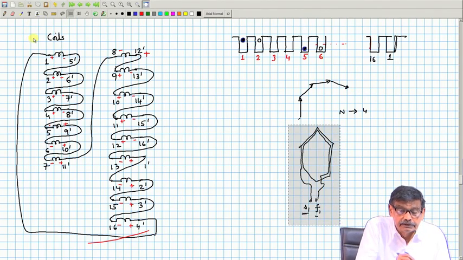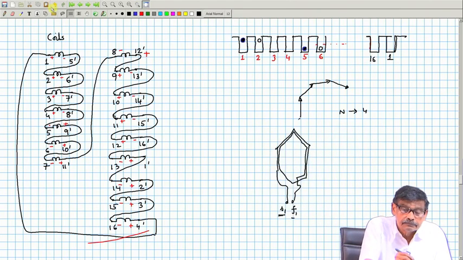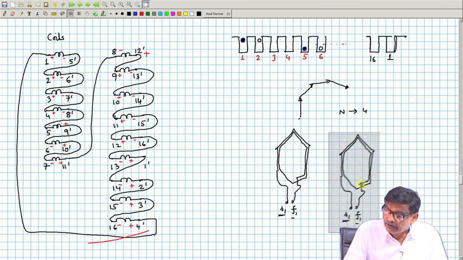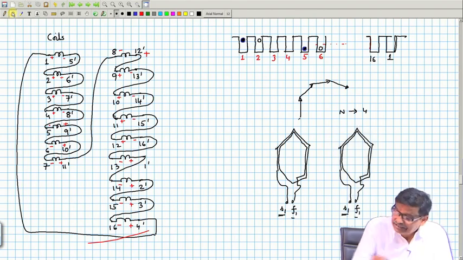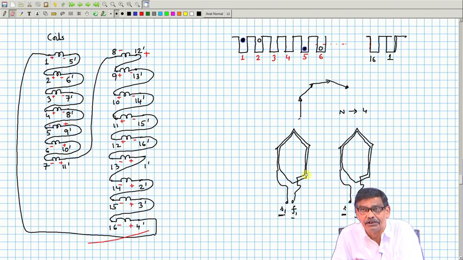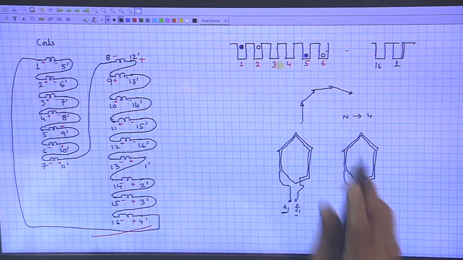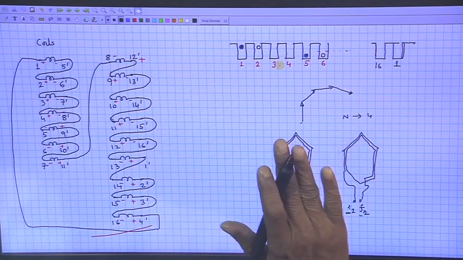This coil is identical. Only thing is its number is to be changed like this. This is the second coil, starting from slot number 2. I am showing it because it is displaced. It will be marked as S2 and F2, start and finish, and this is in slot number 1, this is in slot number 2. Of course, slot number 1 and slot number 2 will be close by. It is like this, it will come here.